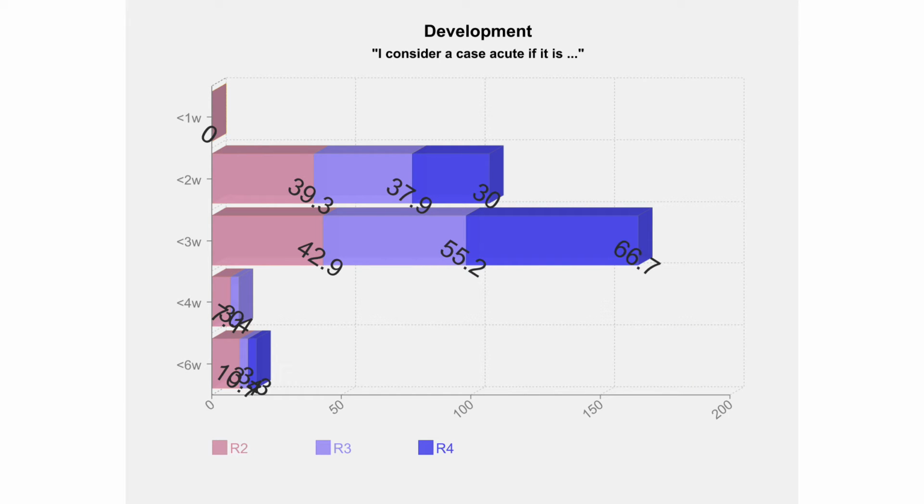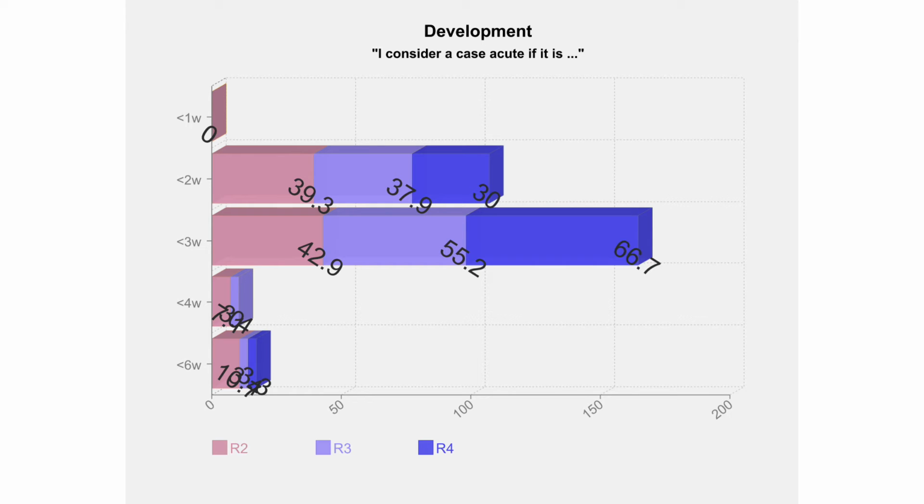This is to give you an insight how it looked like. So this was a question answered. I consider a case if it is less than 1 week, less than 2 weeks, less than 3 weeks. These were the possible answers. And these are the round 2, round 3, and round 4. So you see how the weight was.